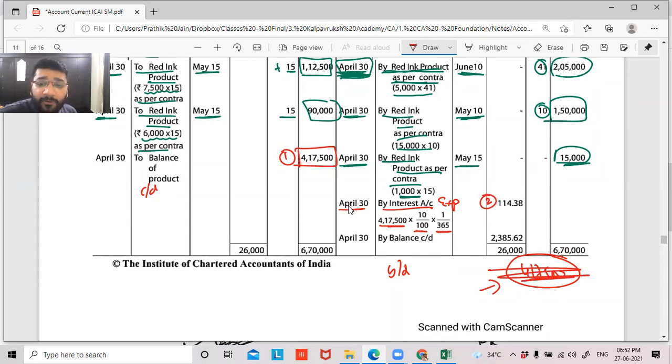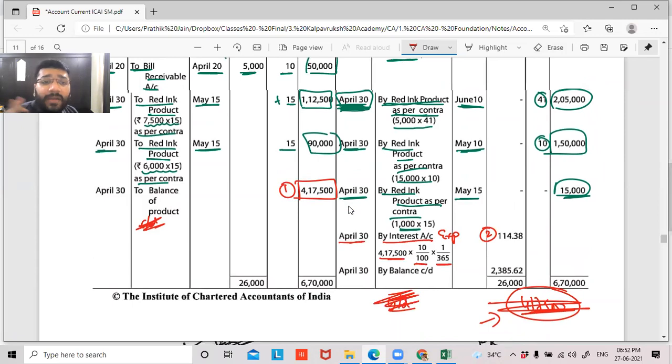Though this balance carried down of product will not come anywhere, guys, this is only for your purpose. If you're confused whether it should be interest expense or income, for that purpose I'm telling you to carry it forward. But in your answer sheet, you will not carry forward this anywhere. The product will never be carried forward or brought forward.